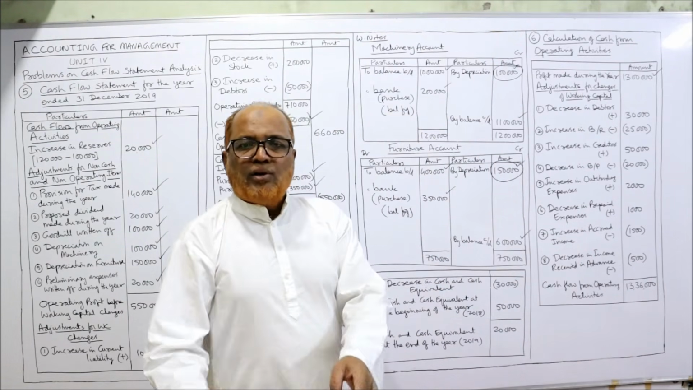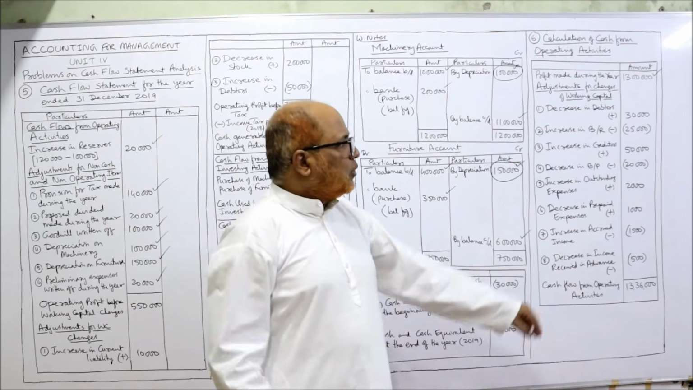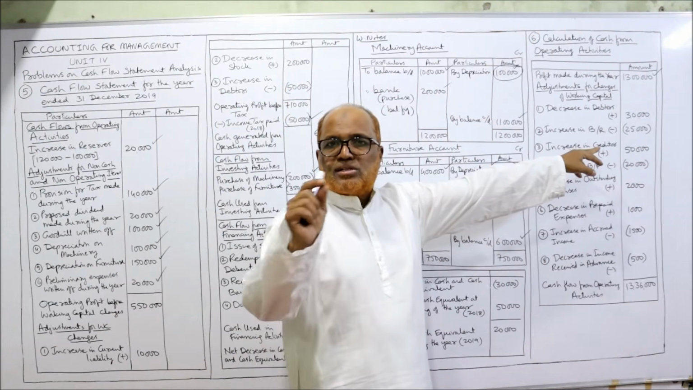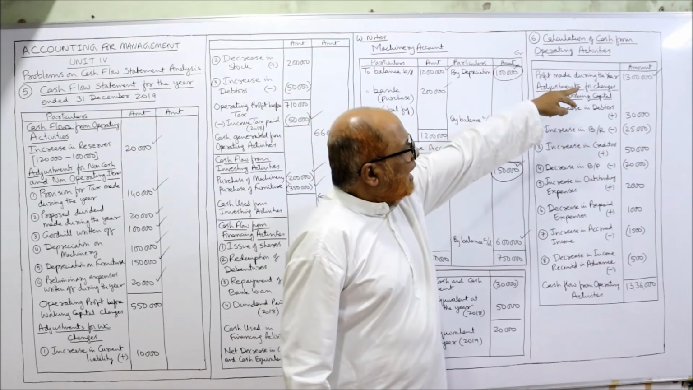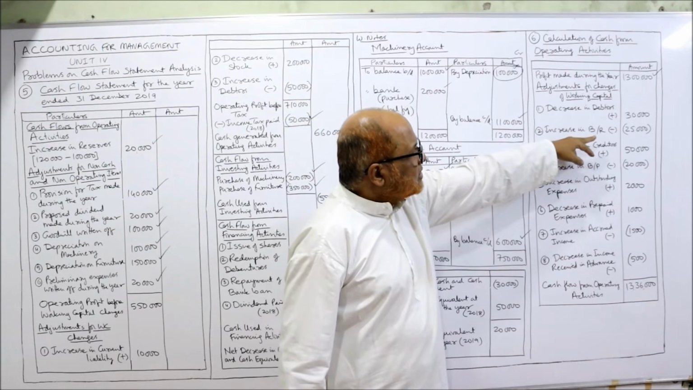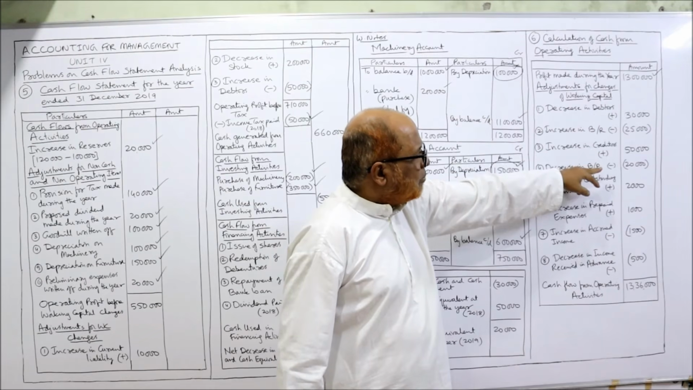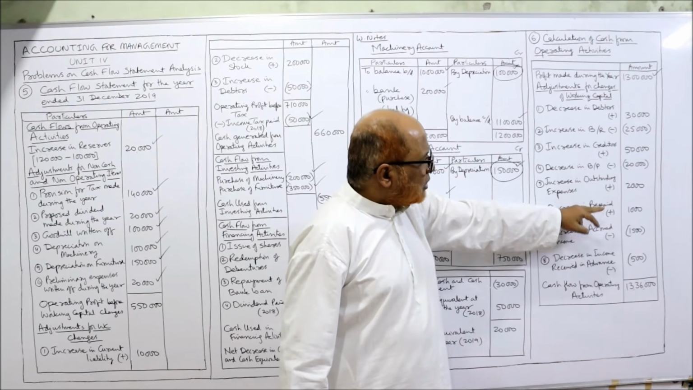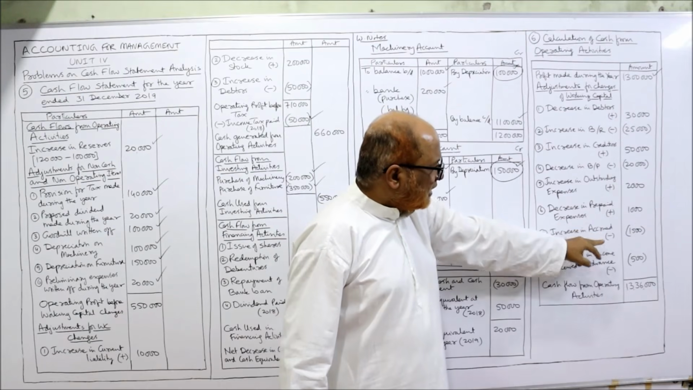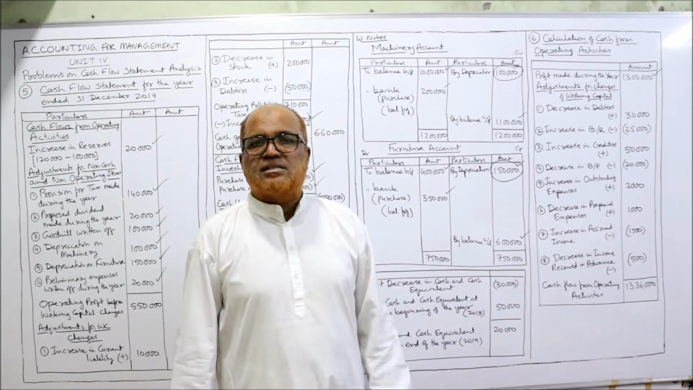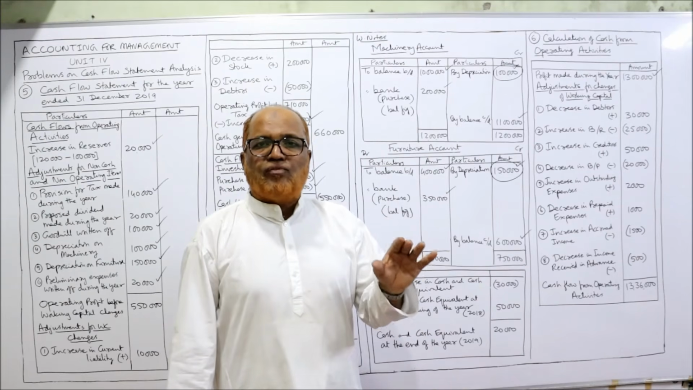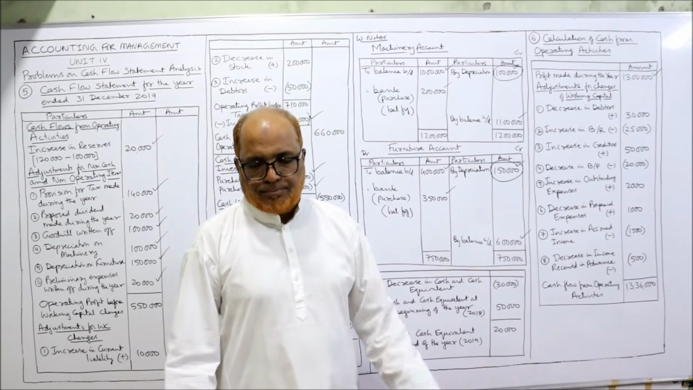That's all. Whichever is minus, we are putting in bracket. Bracket denotes subtraction. Without bracket denotes addition. So 13 lakh plus 30,000 minus 25,000 plus 50,000 minus 20,000 plus 2,000 plus 1,000 minus 1,500 minus 500. You will get 13,36,000. This is the cash flow from operating activity.